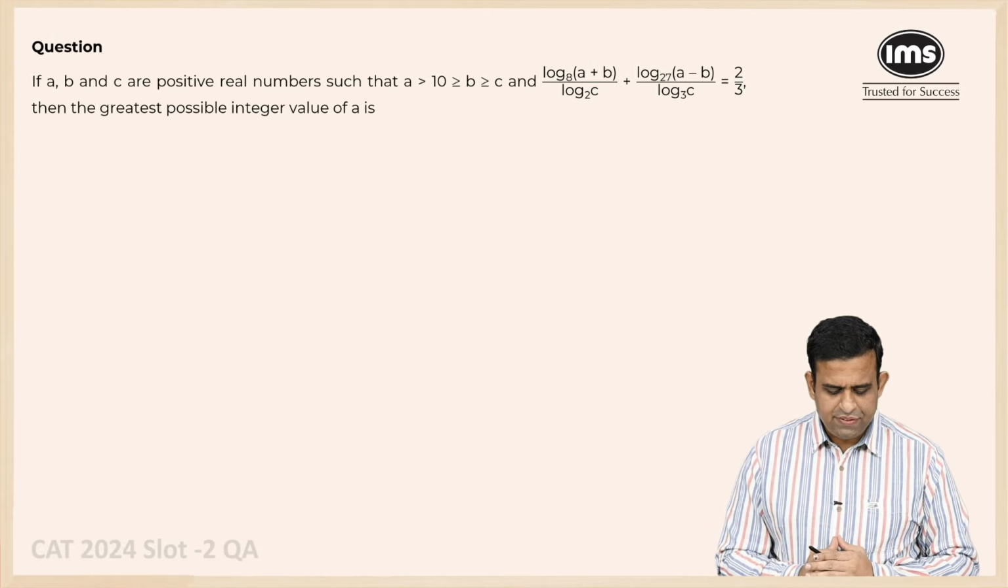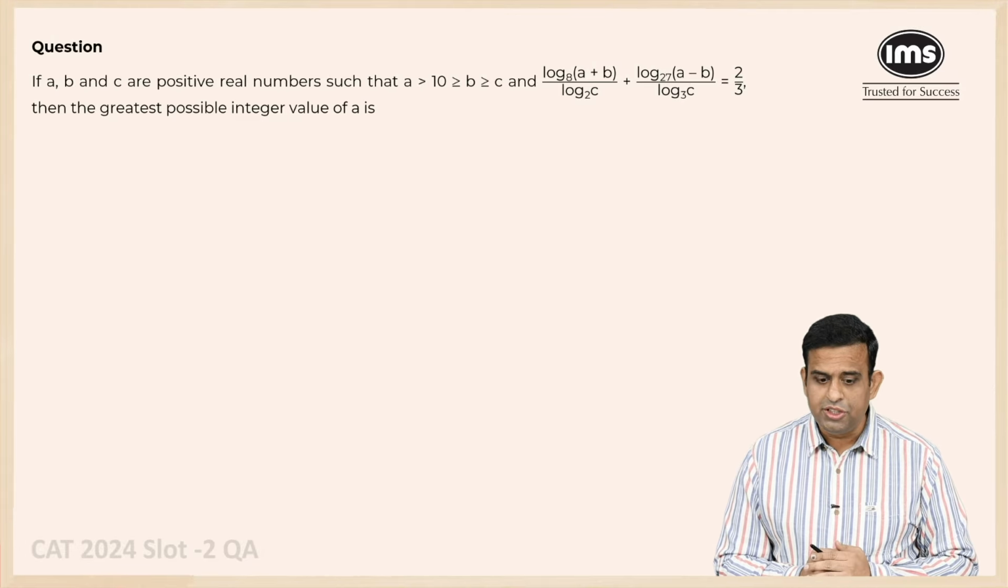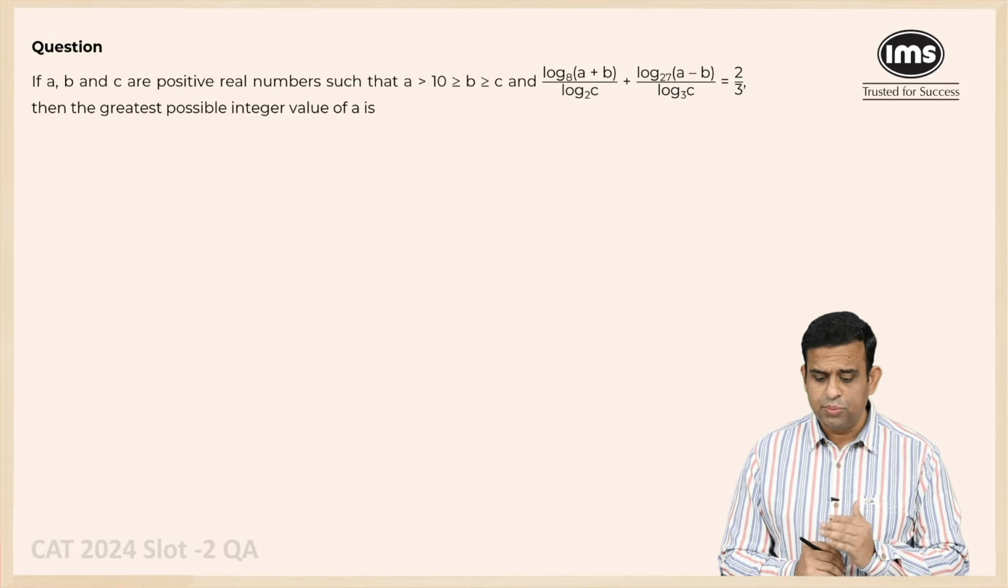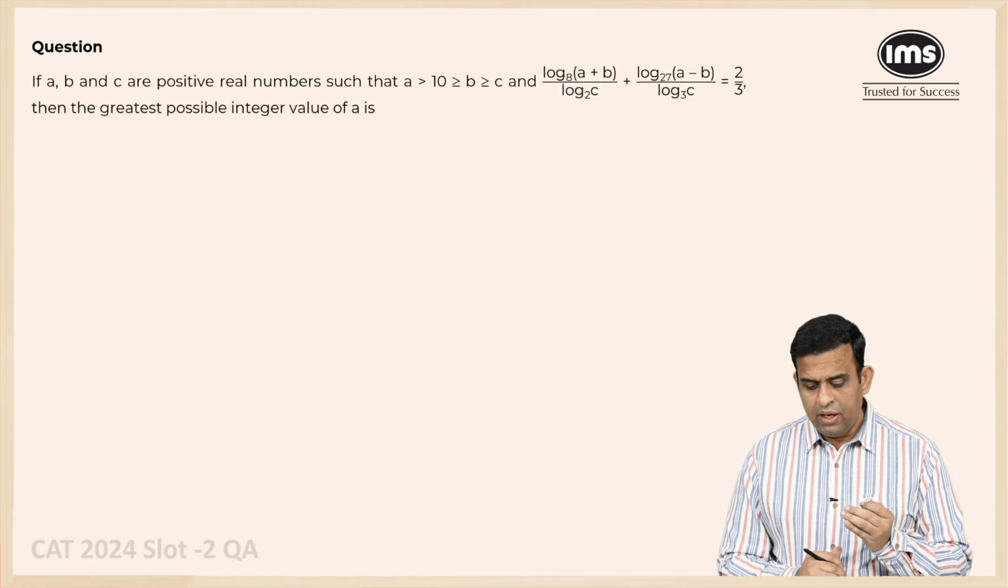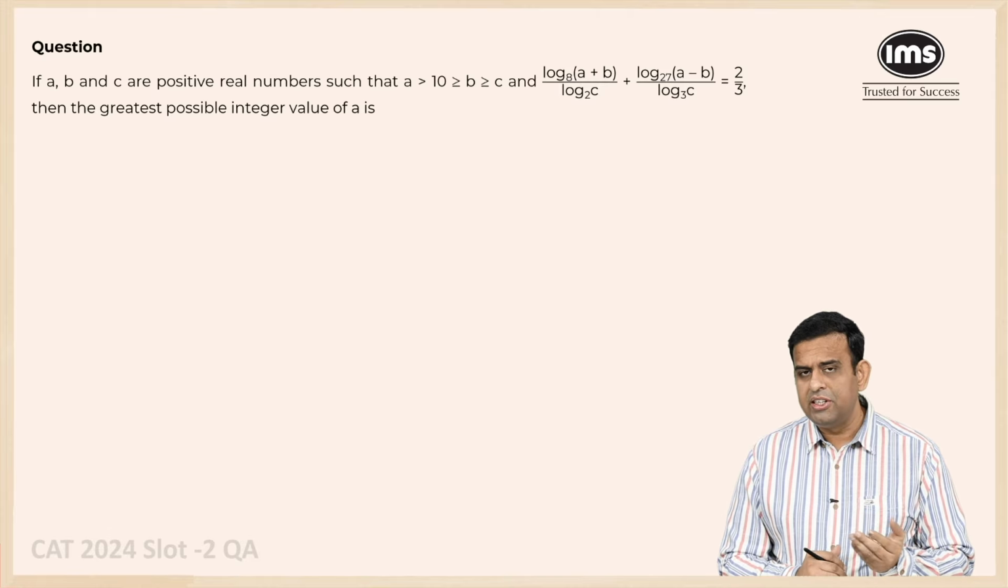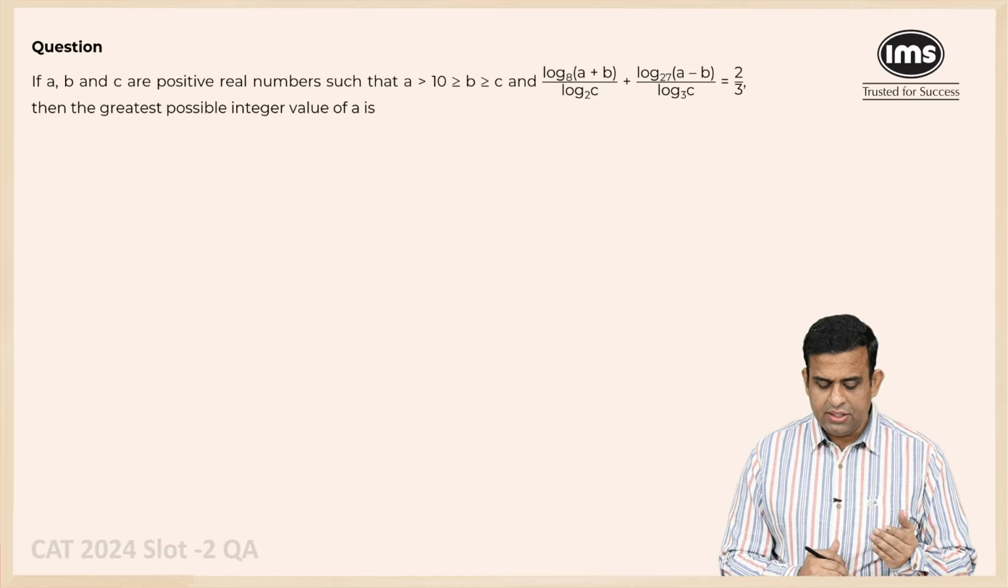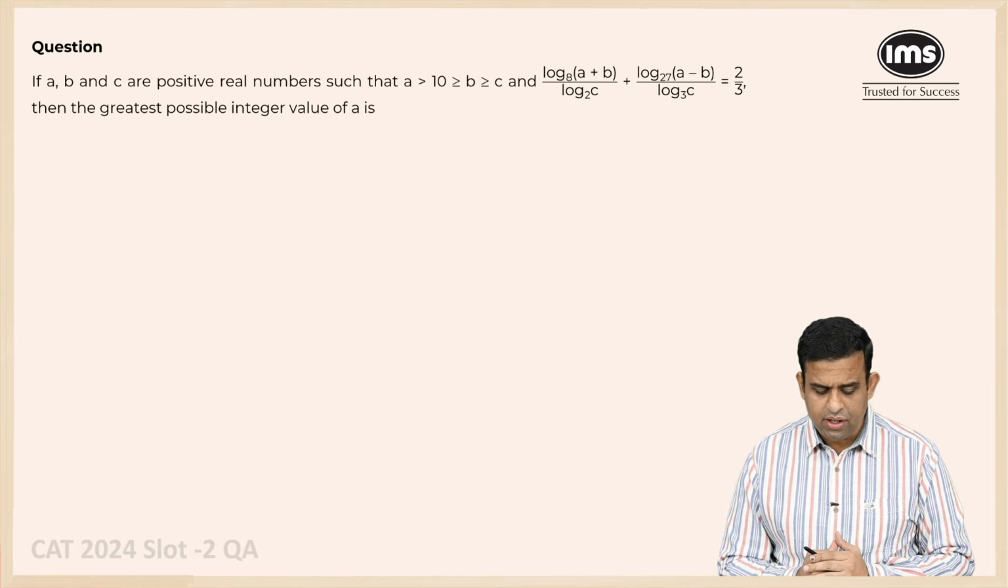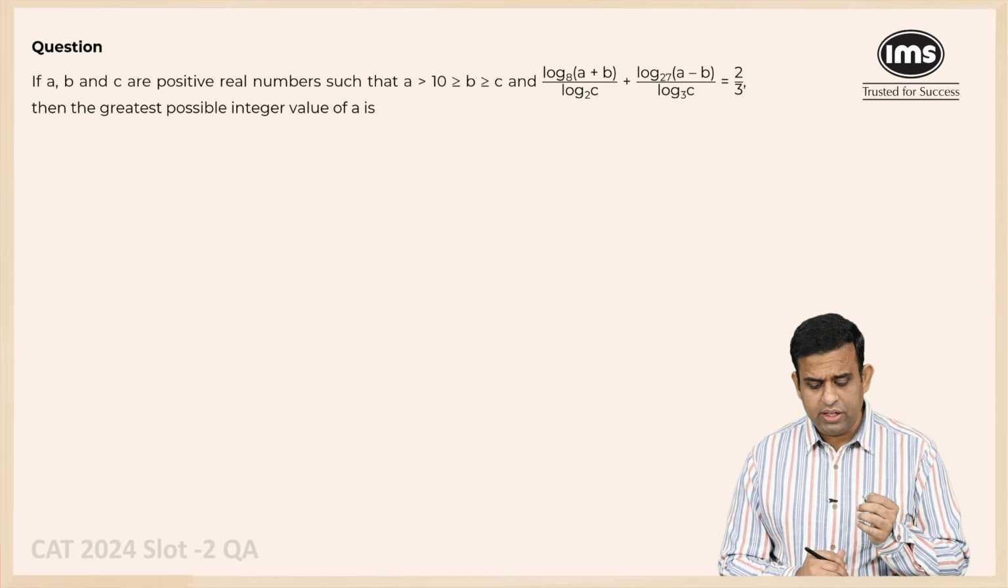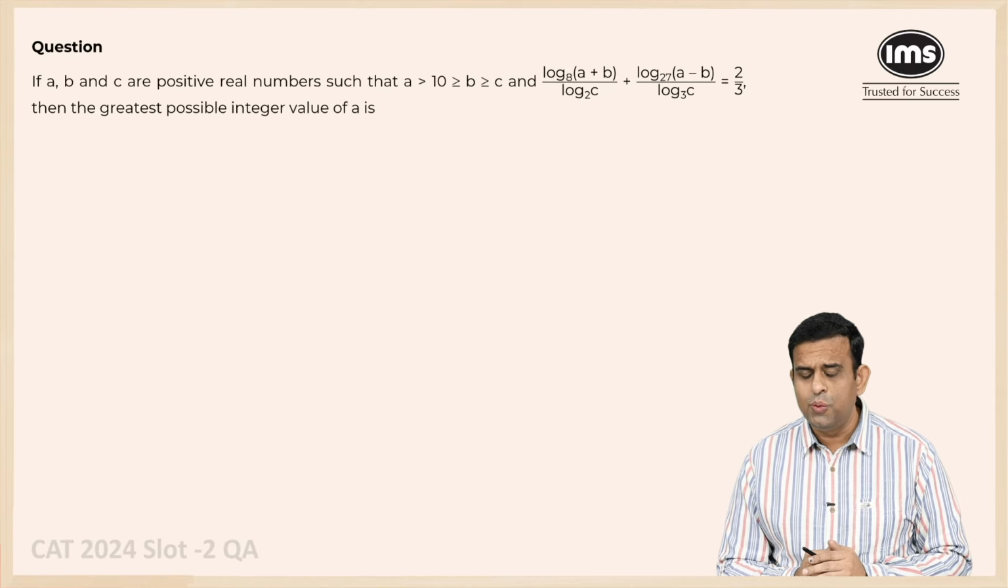In the next sum, it is given that a, b, c are positive real numbers such that a is more than 10, and b and c are, let's say, less than or equal to 10, and a, b, c are positive real numbers. Then we have been given some log term over here, and the objective is to find out the greatest possible integer value of a.